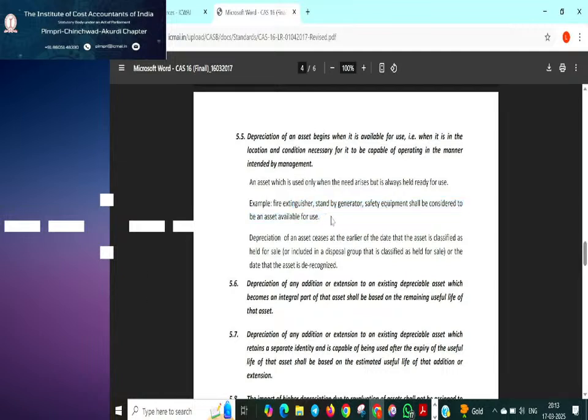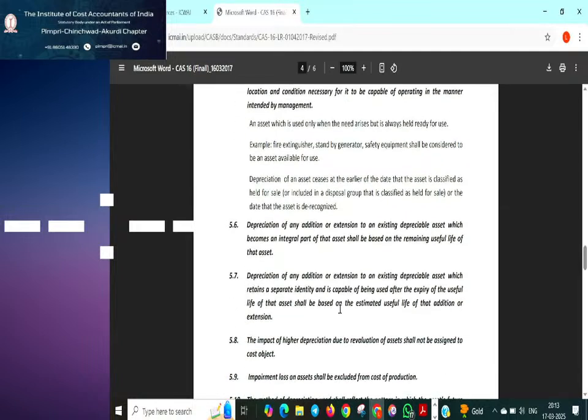So this is a very good example of assets that are available for use but are not put into use. Their usage will come into existence only when such a particular situation arises. If not, they will not be used. But you cannot stop depreciating it on the basis that it is not used for that period. It is in a workable condition which is held ready for use. So this is an important point that you need to note under depreciation.